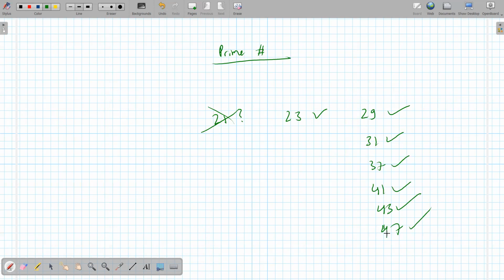Prime numbers apart from 2. 2 is the only even prime number. Every other prime number apart from 2 is going to be odd.